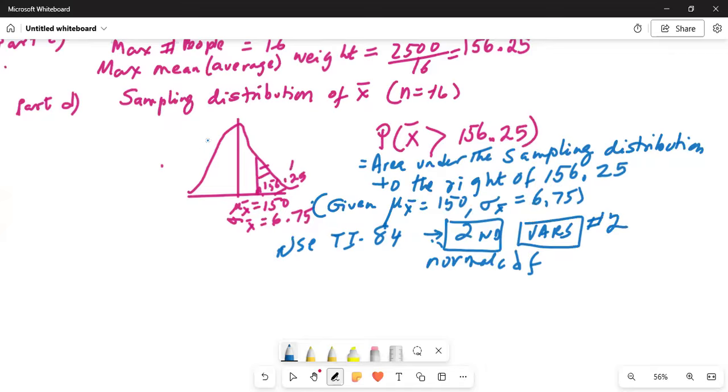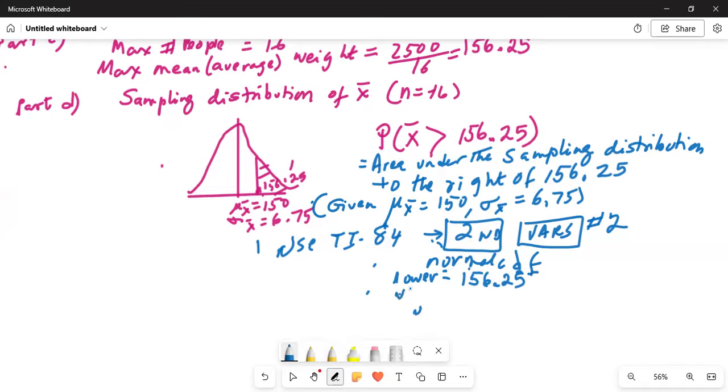Then it asks for a lower. Remember, the lower is where you are going to start your calculation from. Here we are going to start our calculation on the horizontal axis from 156.25. That's my lower. So I type in 156.25.